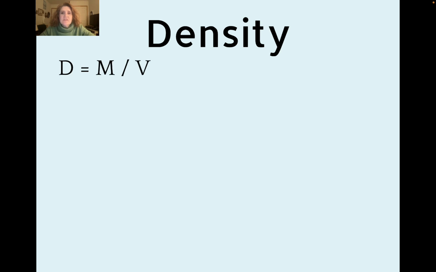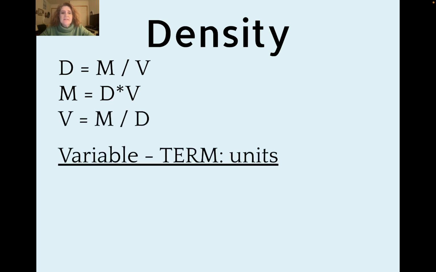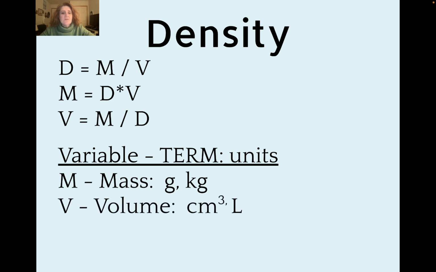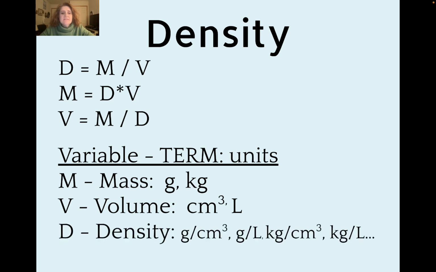So on a formula sheet, you want the equation for density. Density is mass divided by volume. Mass then is density times volume, and volume is mass divided by density. So be sure that the variables M is mass in grams and kilograms, V is volume in centimeters cubed and liters. Generally, we'll use centimeters cubed for solid objects and liters for things that would be submerged in liquid. And density is then a mixed unit.